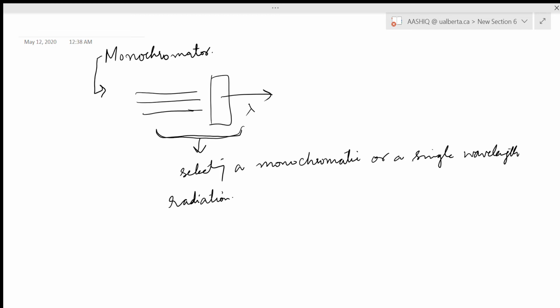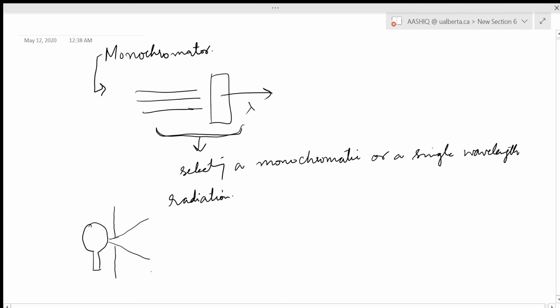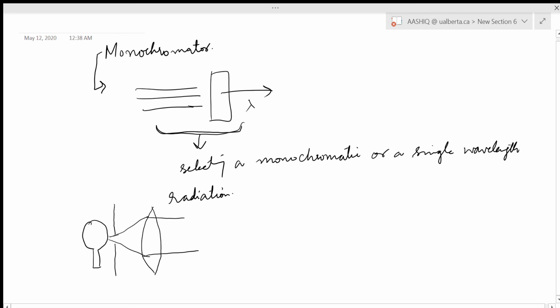What happens is, for example, this is our source of radiation, okay? Then from this source of radiation, there is an entry slit, an entry slit. Radiations enter through this entry slit like this, okay? Then we have a lens. What does the lens do? It collimates the radiations, makes them parallel, okay? Then we have a prism. This is the dispersing element, okay?